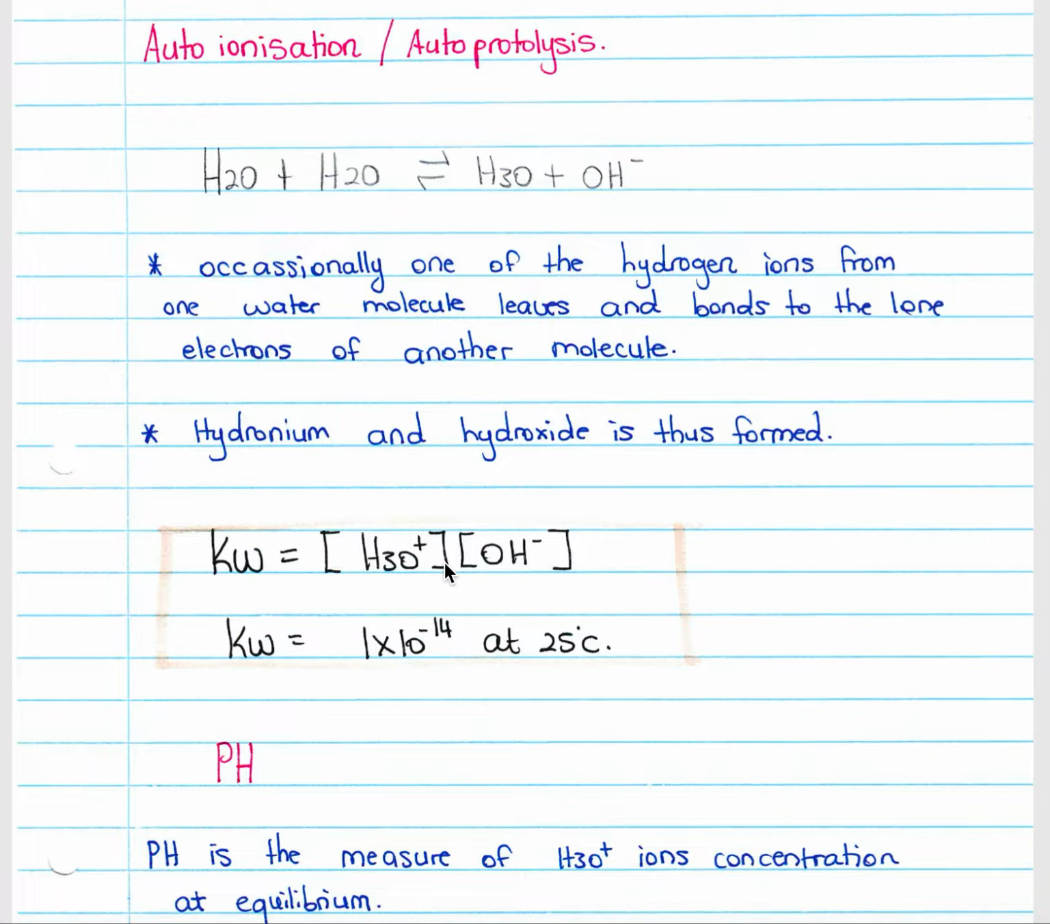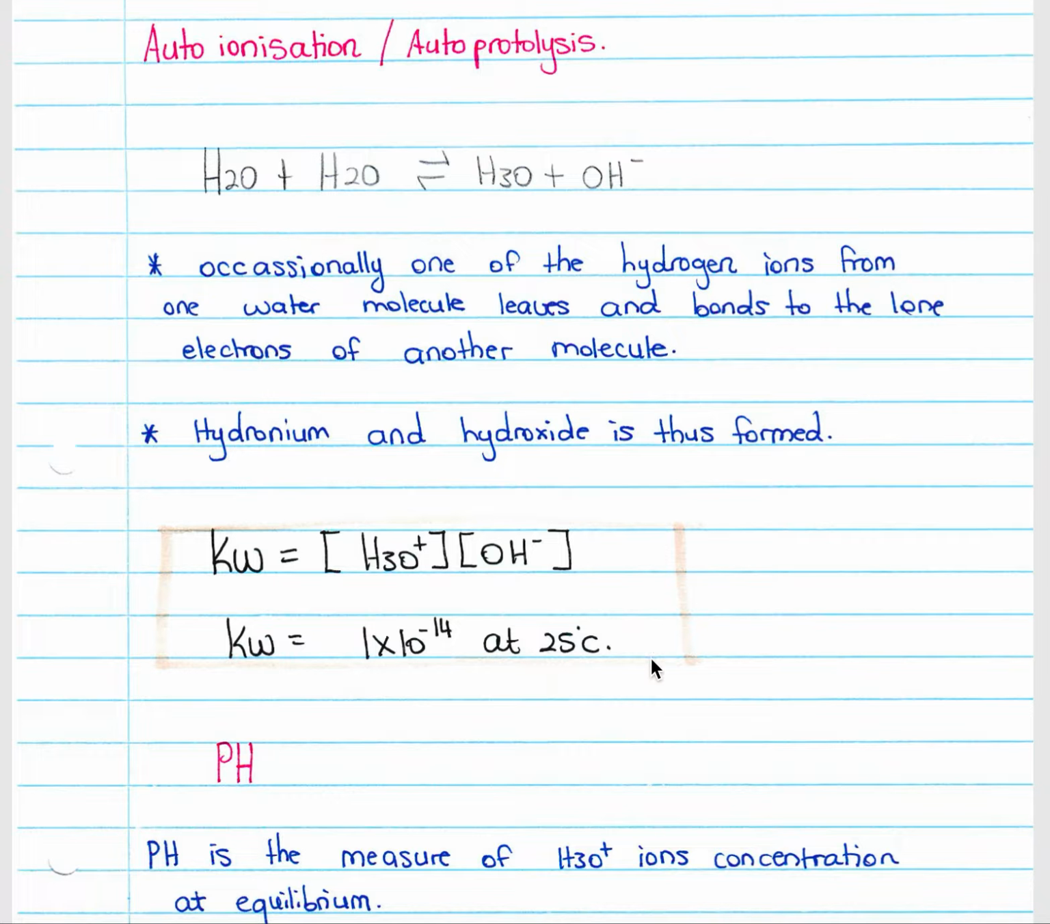We have an equilibrium constant for water, which is H3O plus, our products, and OH minus, and at 25 degrees Celsius, it is a constant value of 1 times 10 to the negative 14. Now, they will sometimes give you a question where they say at 25 degrees Celsius, the concentration of H3O plus ions is this. Calculate the concentration of OH minus.